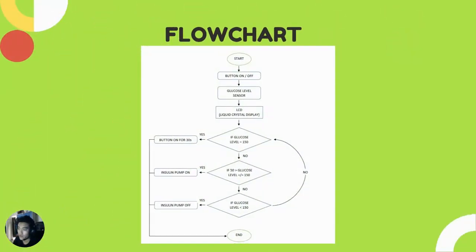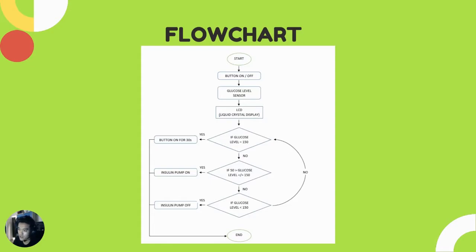Okay, we're moving forward to the flowchart of the codes. As we all know, before we start to write any code for the microcontroller, we need to draw the flowchart. Thus, it will make our coding process much easier. For the start, when the button is pushed on or off, the glucose level will be detected by the glucose sensor, and then the glucose level will be shown on the LCD.